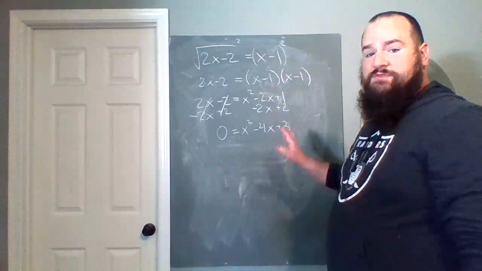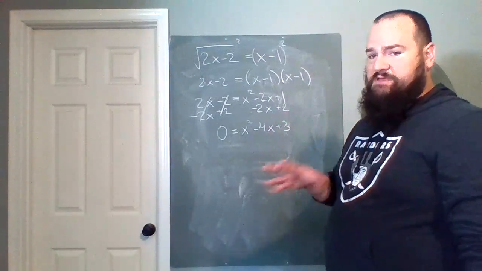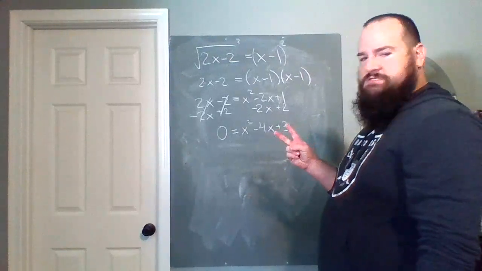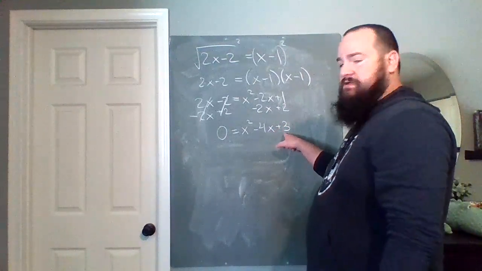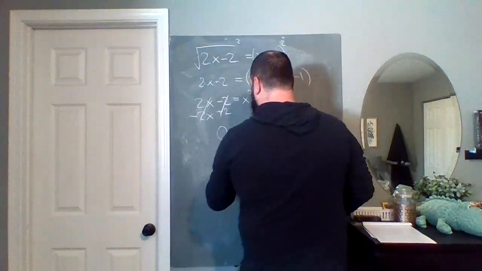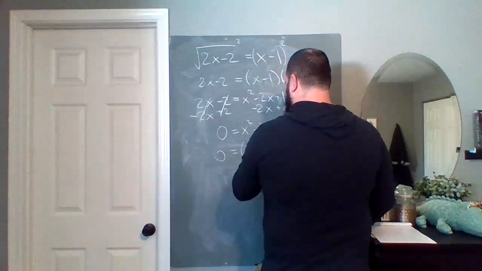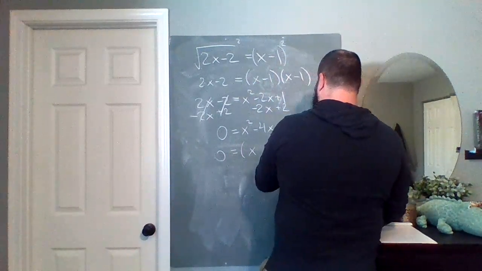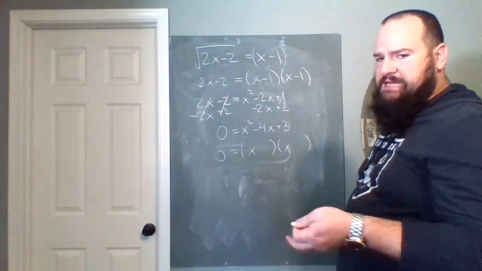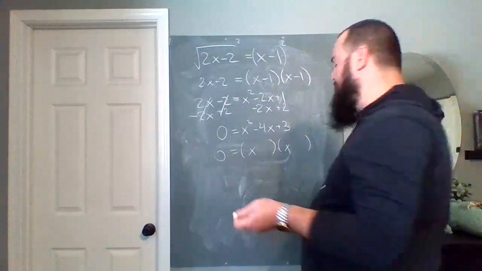Now, if you're not comfortable factoring, you could absolutely throw this into the quadratic formula. Nothing wrong with that. Perfectly acceptable solution. But this is an easy one to factor. We need two numbers that multiply to be positive 3 and add to be negative 4. Now, if two numbers multiply to be positive but add to be a negative, it means both of them have to be negative.